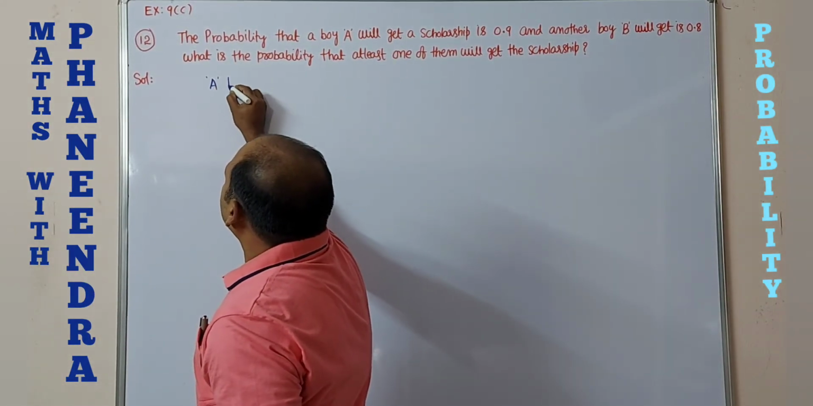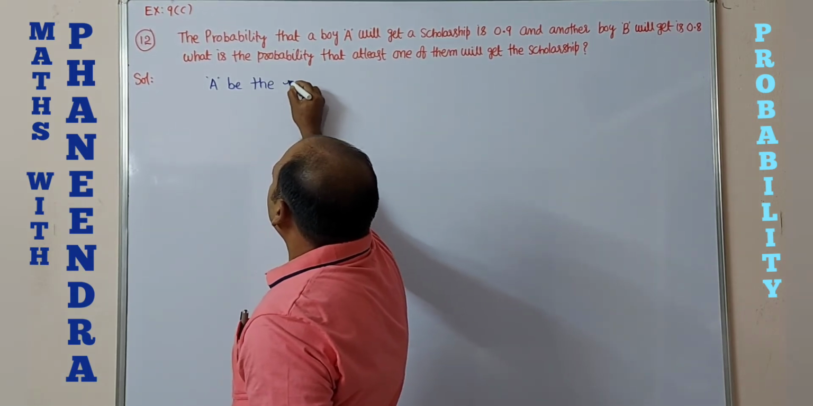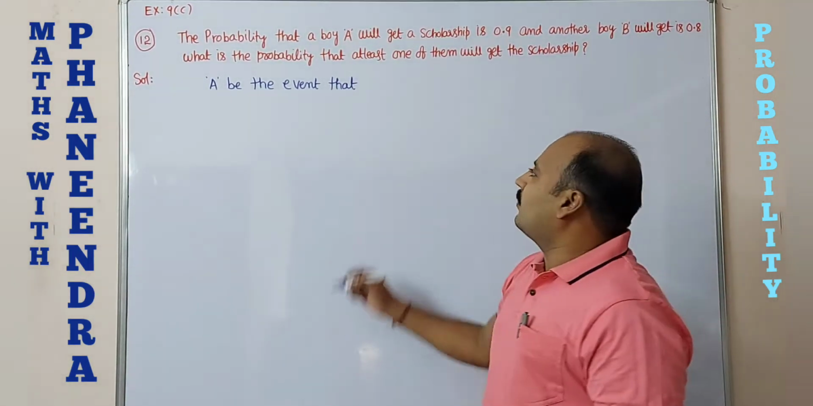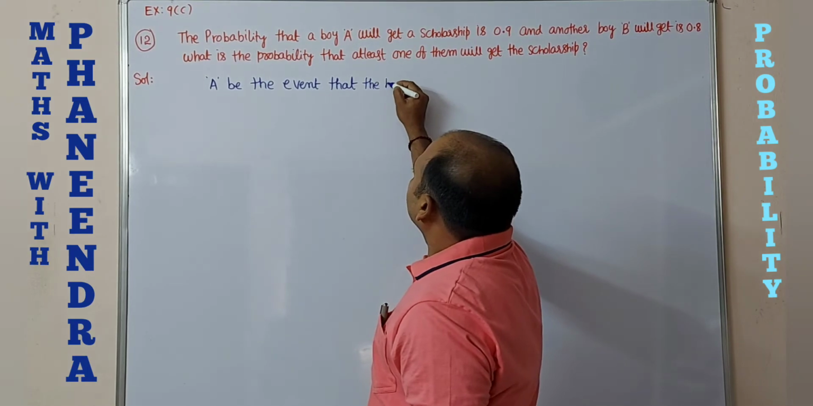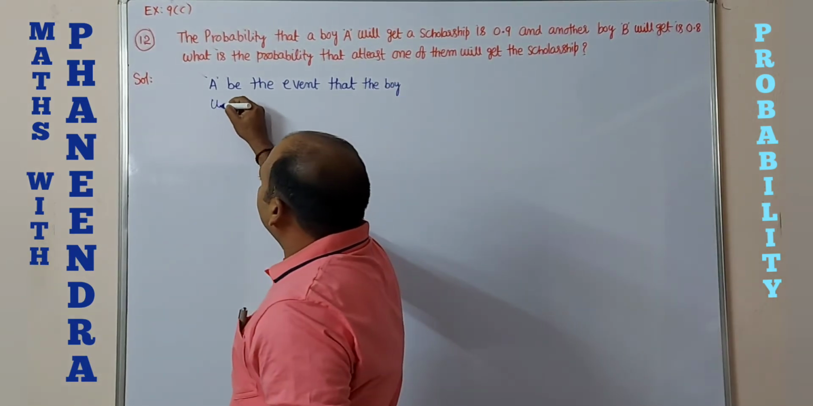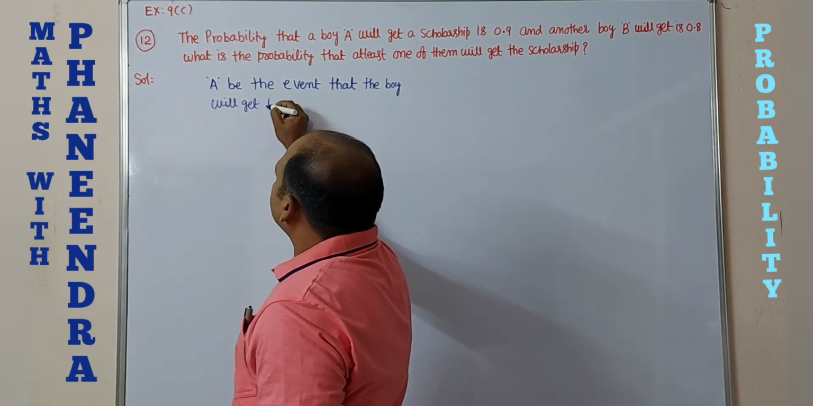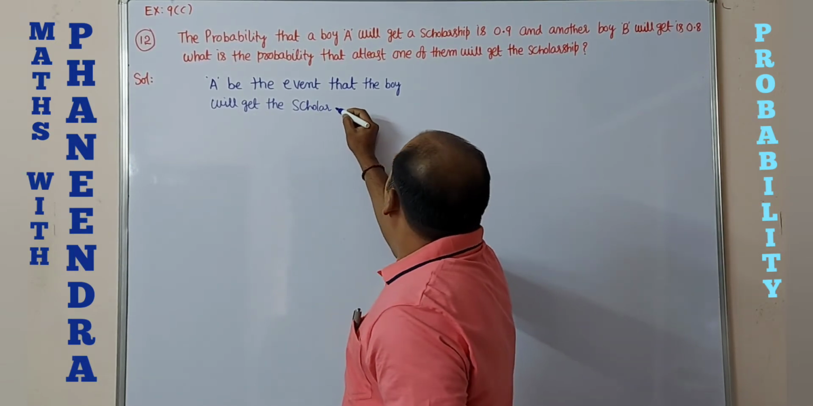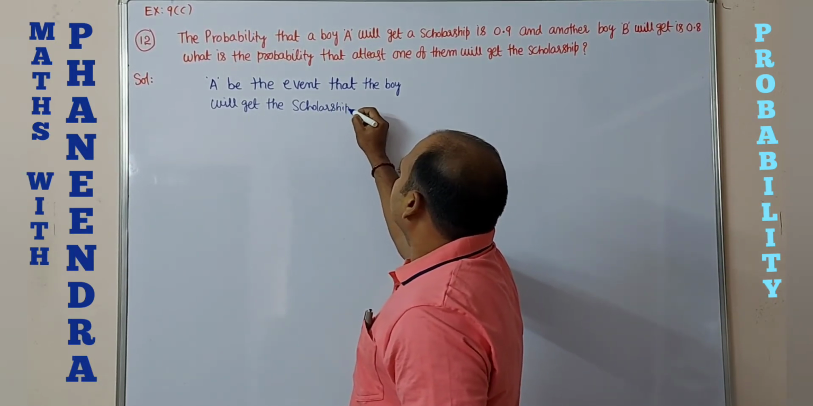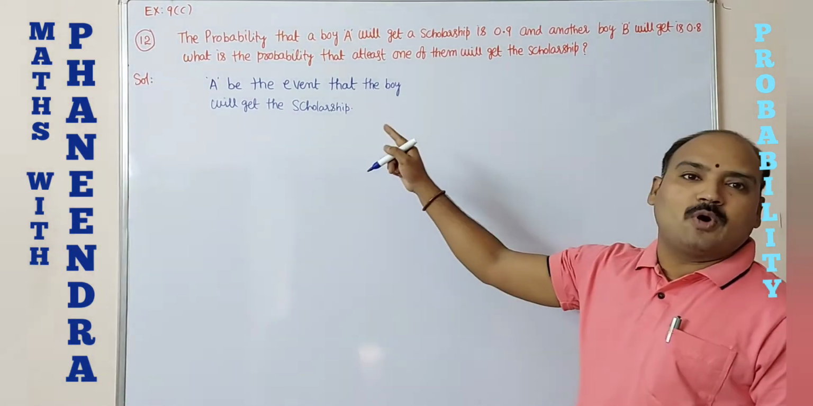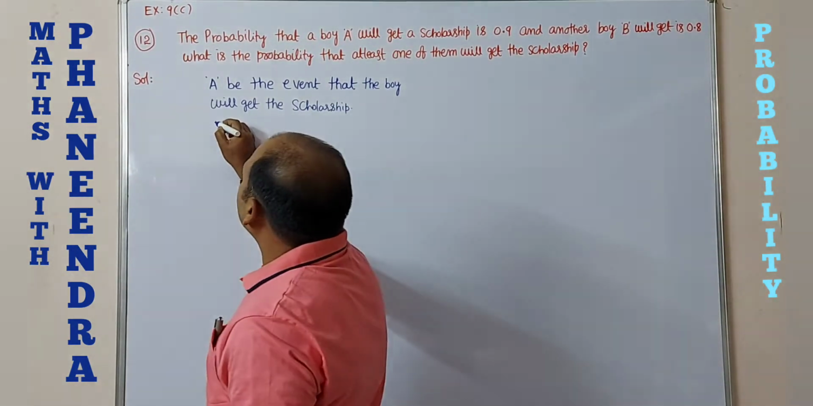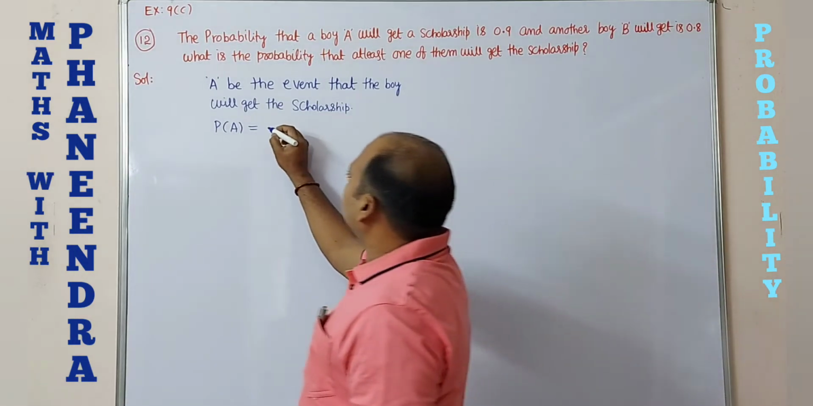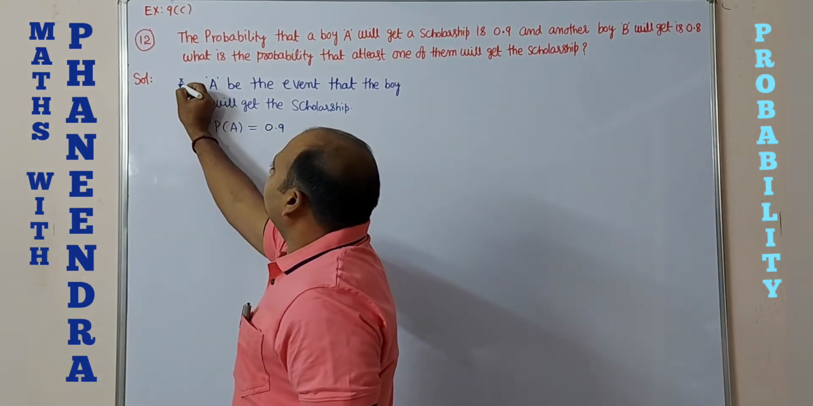A be the event that the boy will get the scholarship. So the probability of the boy A getting the scholarship is P of A is equal to, how much is it given? 0.9.